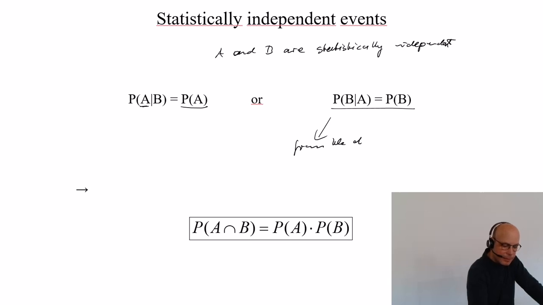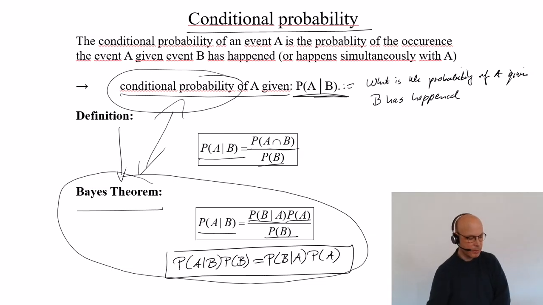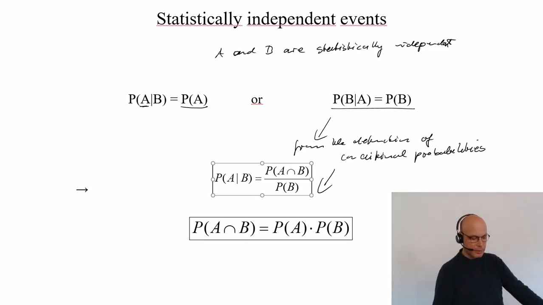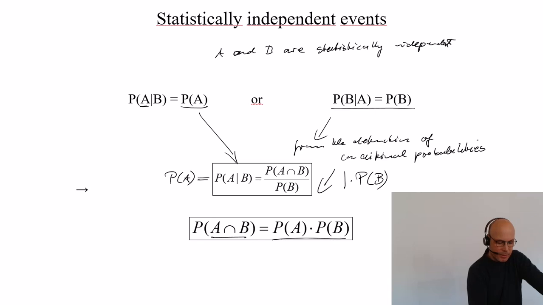And then from the definition of conditional probabilities, see this one here, we can, of course, then rewrite this, that this is P of A, and then multiplying with P of B, we obtain that the probability of A and B is just the multiplication of the single events.